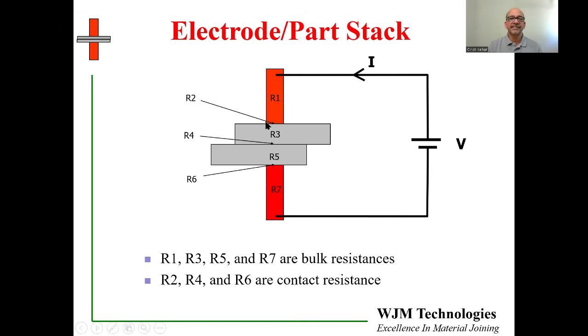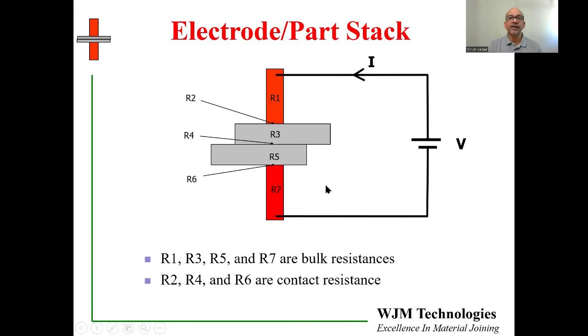So let's look at these resistances. First, look at bulk resistance, that is the resistance to current flow inside the part. As the current flows through the electrode, it encounters resistance R1, then it flows through the top part, this bottom part, and into the bottom electrode, and the resistances are R1, R3, R5, and R7. Now, these are bulk resistances. That's a resistance to current flow inside the part.